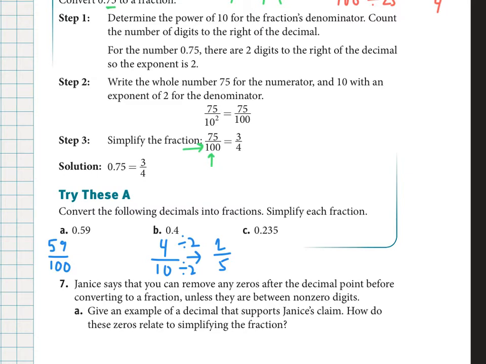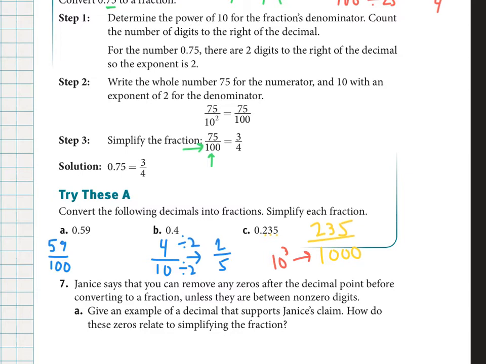All right, example C here, 0.235. So again, let's kind of count these out. The 2 is in the 10th spot, the 3 is in the hundredths, the 5 is in the thousandths then. So this is 235 over 1,000. Okay, and again, the book's way, the little trick in the book was that there were 3 digits past the decimal. So the denominator is going to be 10 to the third power, which equals 1,000. Okay, it's basically telling you the number of zeros after the 1. Okay, now this one is definitely reducible.